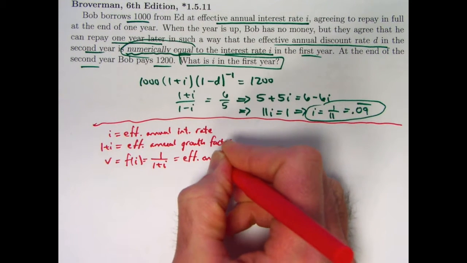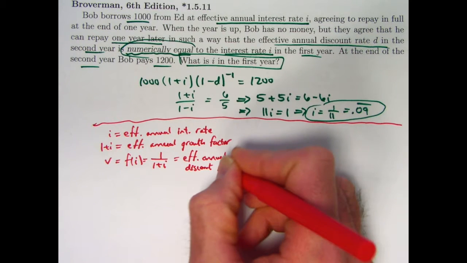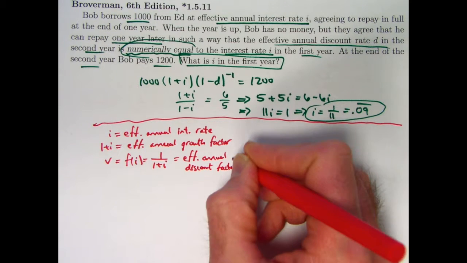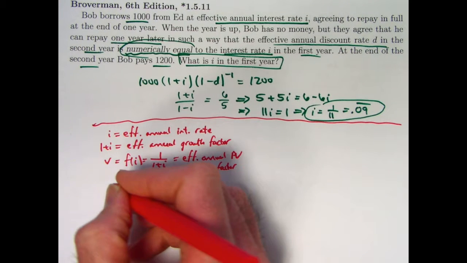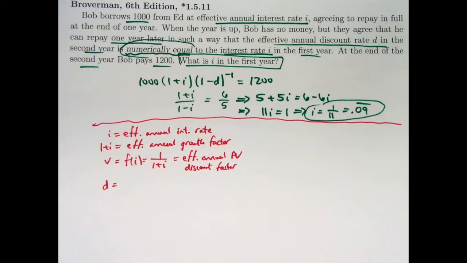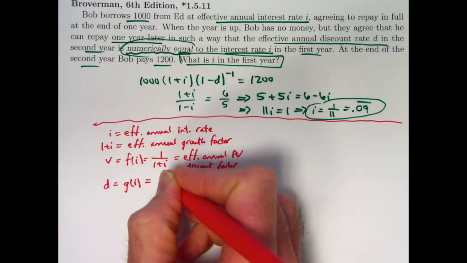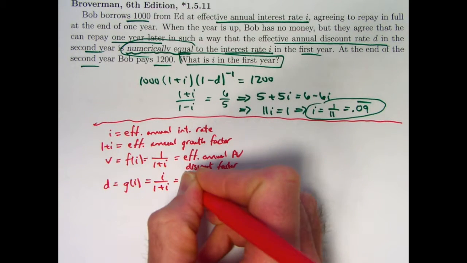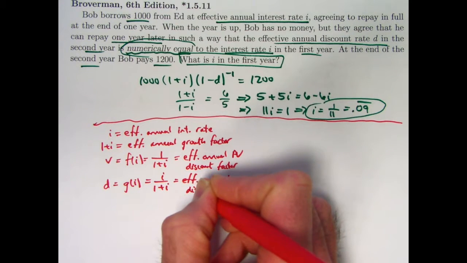Effective annual discount, present value discount factor, you could call it. Put PV right there. Present value discount factor. New quantity, D, that I've talked about in the last couple of videos, is the effective annual discount rate instead of factor. We've seen it's I over 1 plus I. Let's call that function G of I. I over 1 plus I. This is the effective annual discount rate.